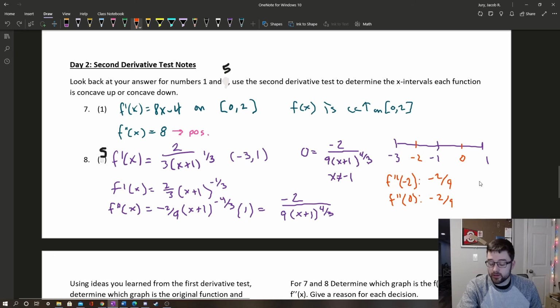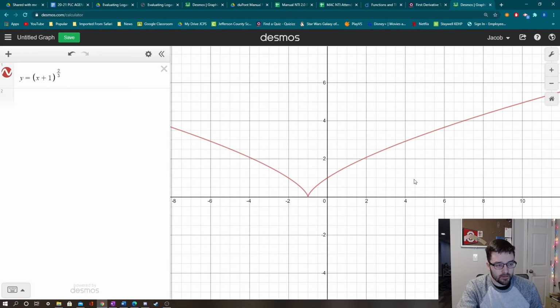So that means this function is negative. So you might see, if you've watched other videos about this, like sign charts and stuff like that, this means that we're concave down for both sections of this interval. So we're concave down from -3 to -1, but we're not including -1, and -1 to 1. So if we go and look at this graph, you can see why it is that way.